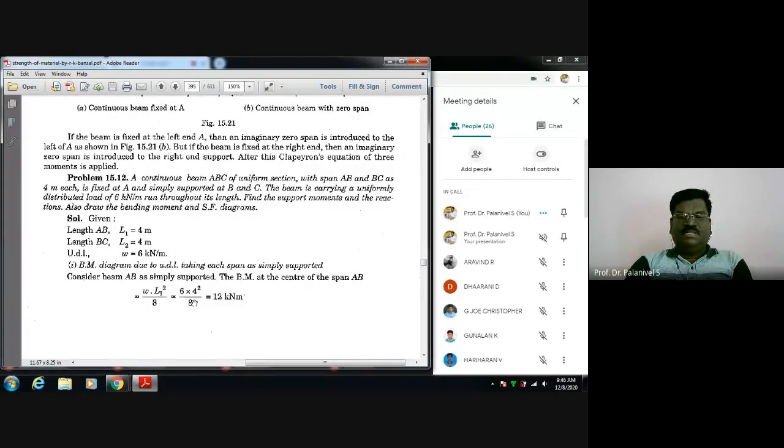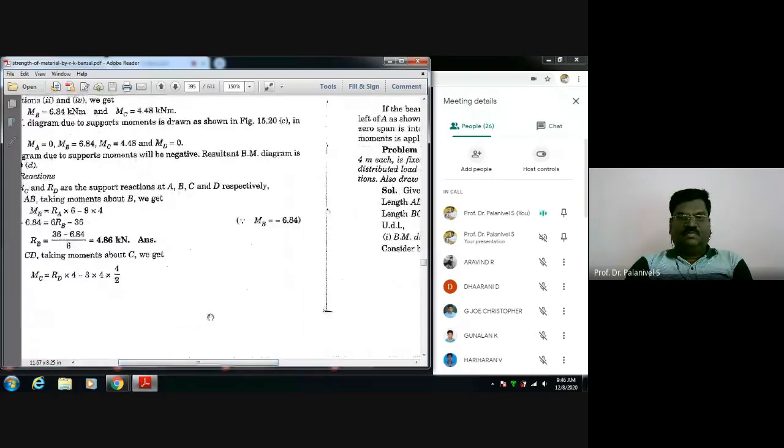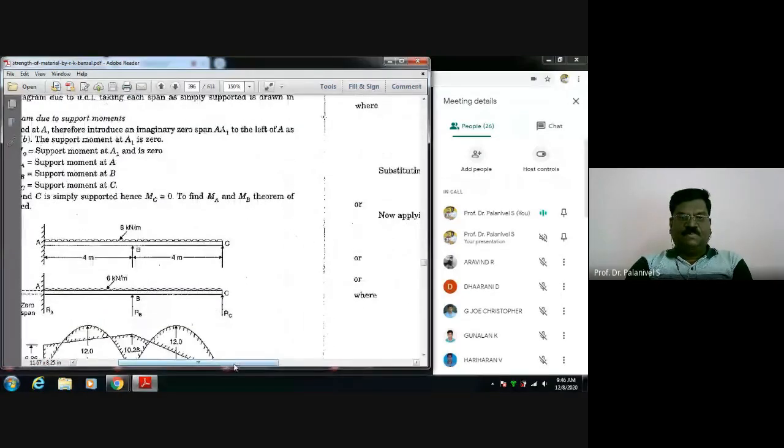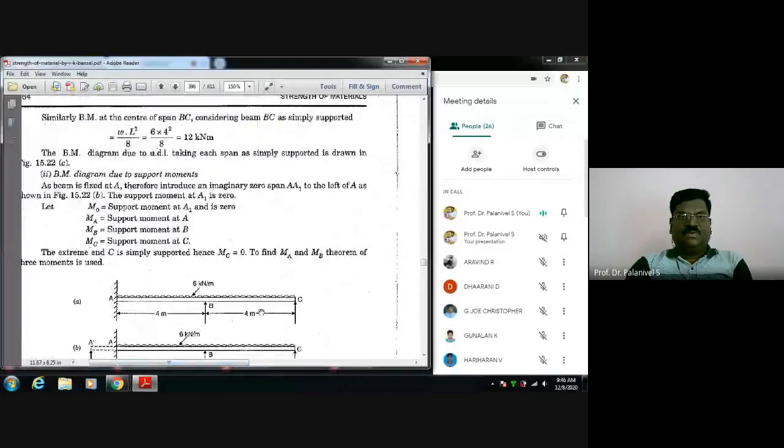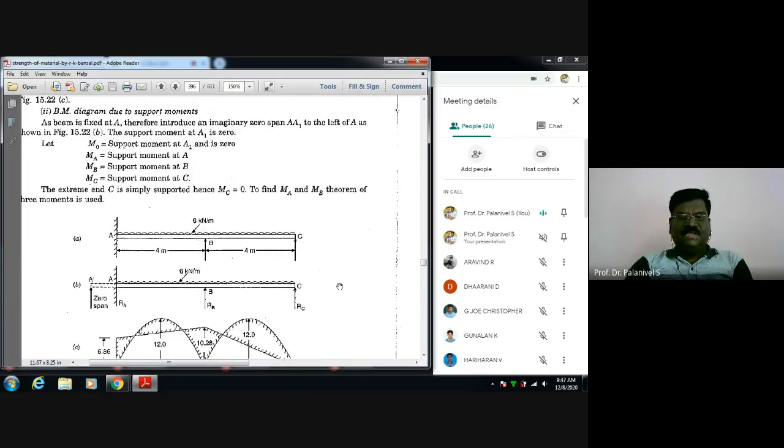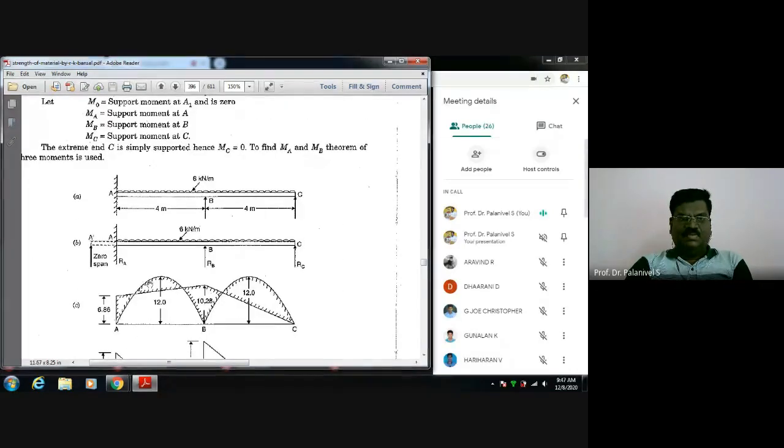You compute the simply supported bending moment diagram. In each span the UDL is there, so WL square by 8, that is 12 kN meter. So you first compute the simply supported bending moment. Again for the other span also, WL square by 8, which is also 12 kN meter for both spans AB and BC. First, the simply supported bending moment diagram is drawn.